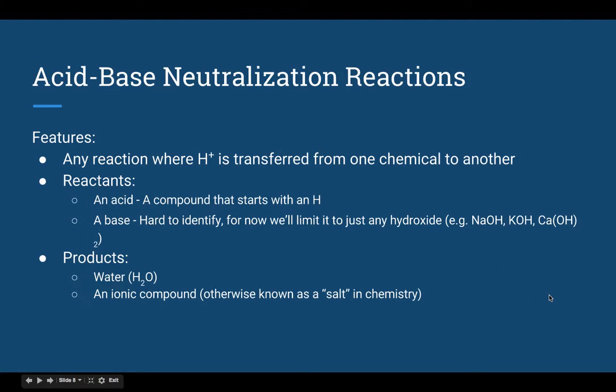The next type of reaction that we're going to talk about is the acid-base neutralization reaction. A key feature of an acid-base neutralization reaction is that you've got H plus being transferred. An acid is something that donates H plus, and a base is something that accepts H plus. So your reactants have to be an acid. Typically we identify these as compounds that start with hydrogen. Usually that indicates that they're acids.